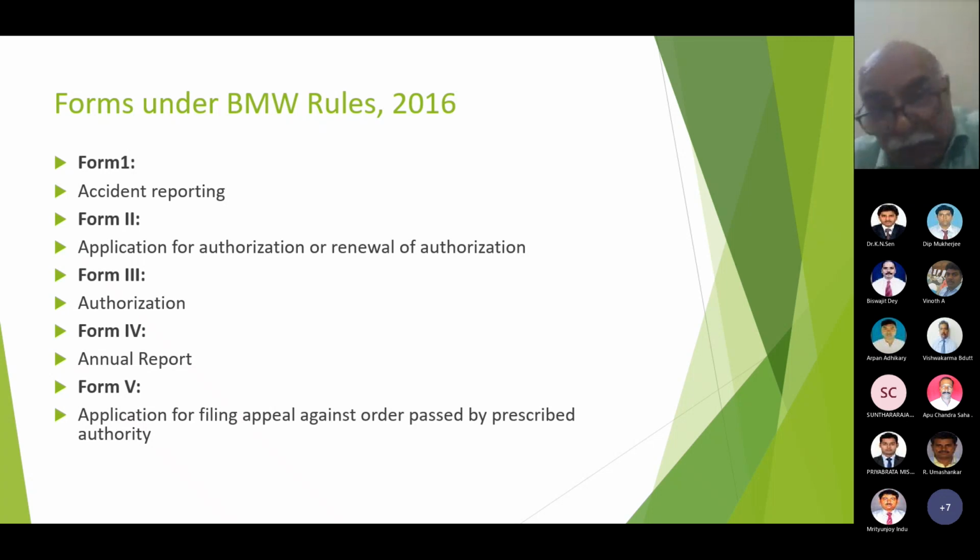Then there is a form for the authorization from the Pollution Control Board, which specifies the conditions the healthcare facility has to follow. And then there is a format for the annual report and also a format for the application for appeal against any order passed by the prescribed authority. So there are different types of forms and formats for the reporting and the monitoring. Next slide.